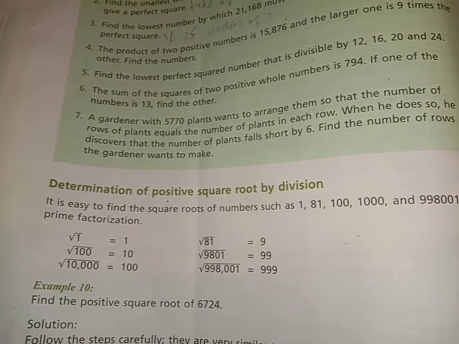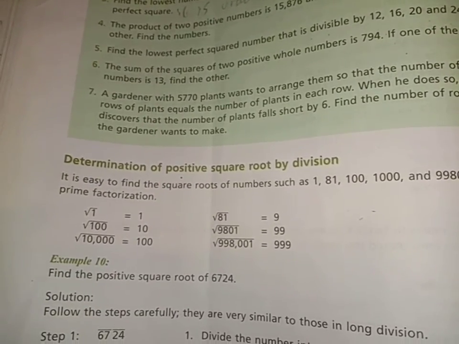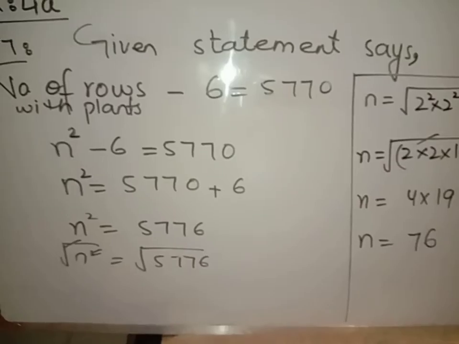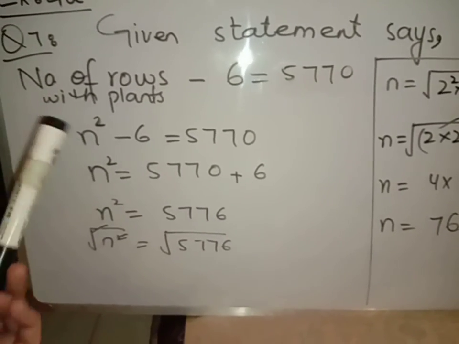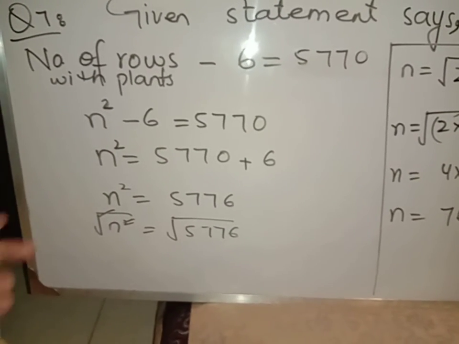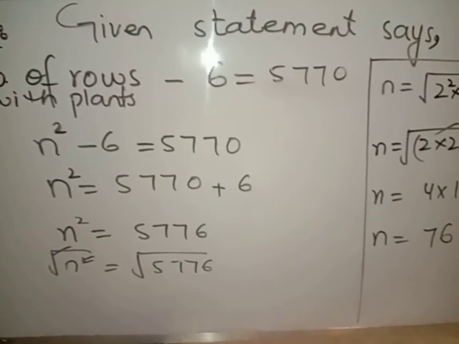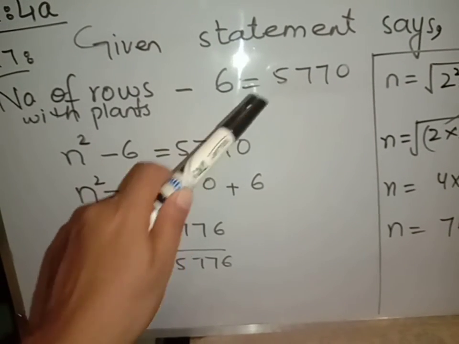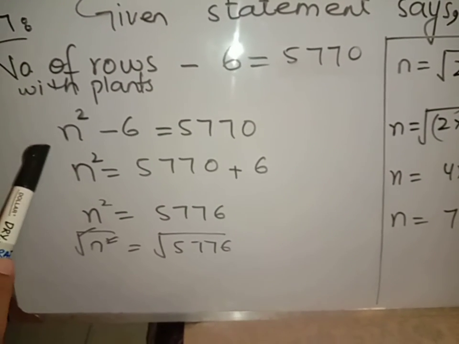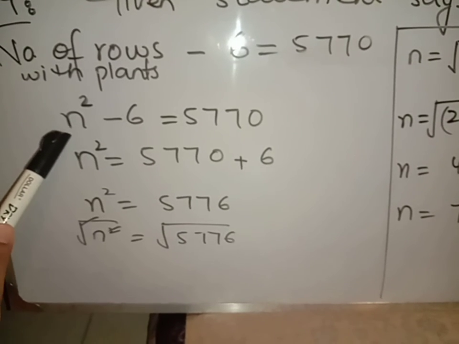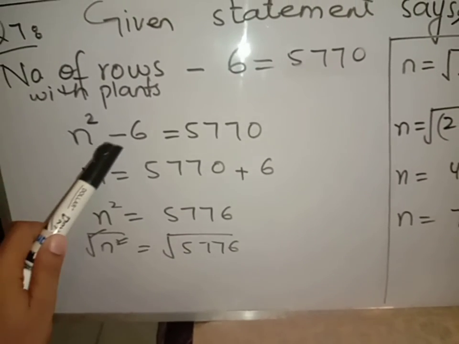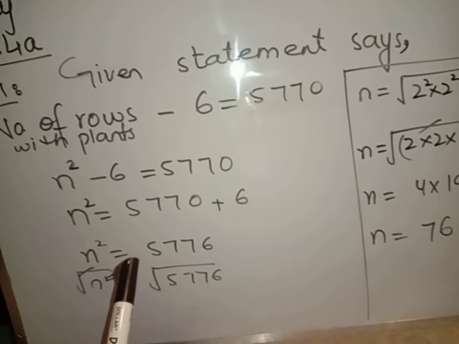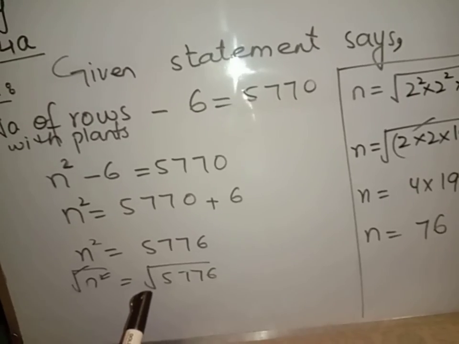So for this purpose, we say the number of rows with plants is equal to n squared. Let's have a look. The given statement says the number of rows with plants minus 6, because the plants got short by 6, will be equal to 5770. So the number of rows and the number of plants in each row gives us n squared. Understand? n squared minus 6 is equal to 5770. Minus 6 becomes plus 6. We will take the square root here.